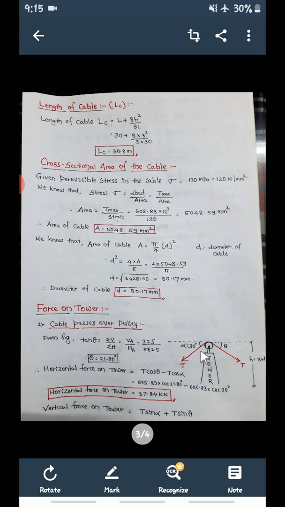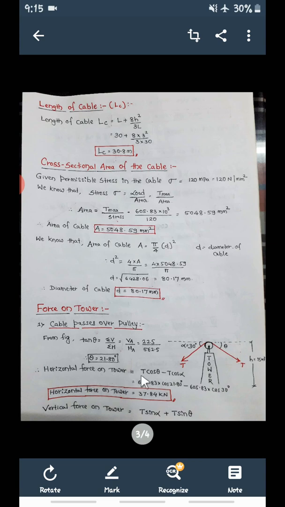Now when you resolve this vertically, that is T sin alpha and T sin theta, these two will pass through here only. There will be no moment due to the vertical component. Only the horizontal component will produce the moment at the point. So what is the horizontal force?